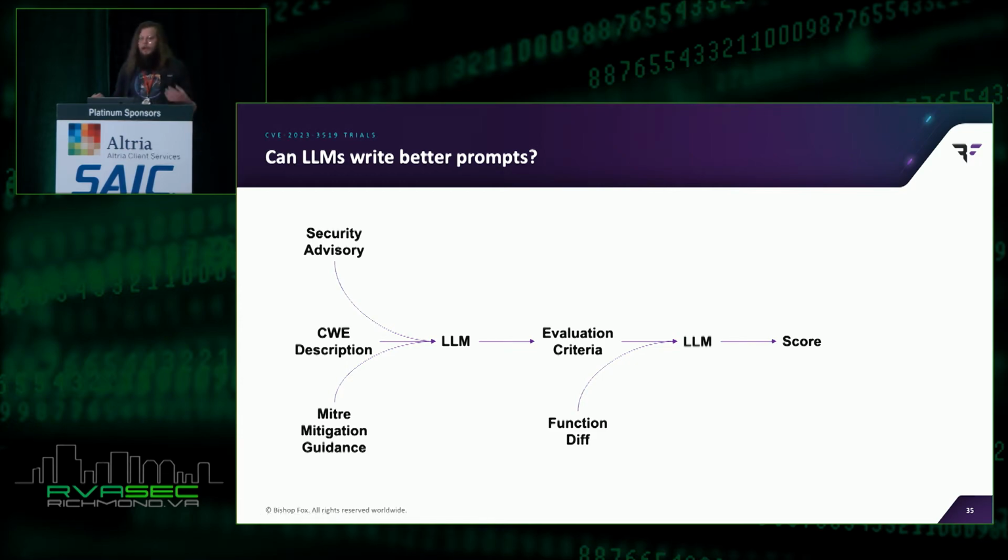At first I thought I was to blame. I was like, can an LLM write a better prompt than I can? Maybe I'm just messing up in my usage of it. Maybe GPT can write better prompts than me. So I took a bunch of security advisories and CWE descriptions. MITRE has guidance on how you can mitigate any CWE. I threw all that into an LLM, and it generated an evaluation criteria for me. And I just went, okay, look at the diff, look at this criteria, give me a score.